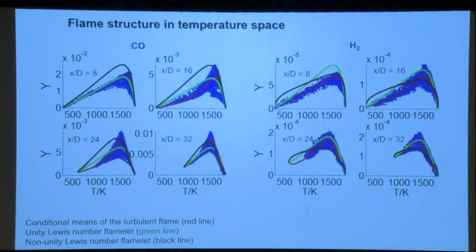Just to give you a little more detail on the comparison between the turbulent conditional means, again shown in the red line for CO and hydrogen at different axial positions, upstream in the top row and downstream in the bottom row, against the two flamelet solutions. Green is unity Lewis number, black is non-unity Lewis number. And in both cases, we find the unity Lewis number does a better job at approximating the conditional species statistics. And this is because I think that under these large turbulence intensities, the turbulent diffusion is overwhelming any differences in molecular diffusion. This would not necessarily be true as you go to less intense turbulence regimes like the flamelet regime, for example.